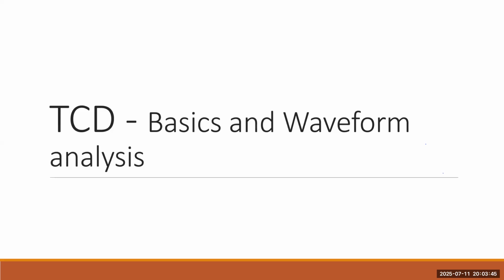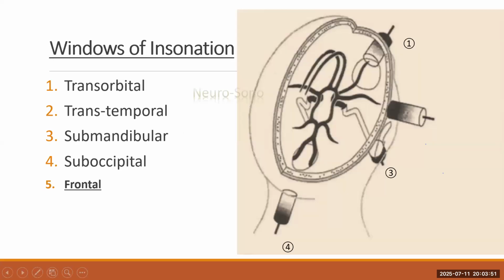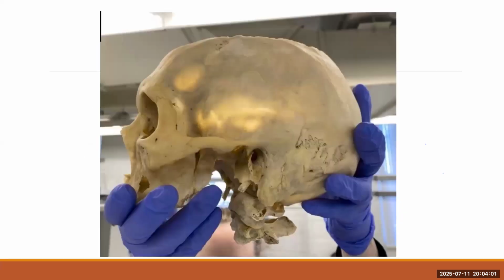To start off with the basics of TCD, there are five windows, essentially four commonly used: transorbital, transtemporal, submandibular, and suboccipital, and very rarely utilized, the frontal window. The most commonly used window is the transtemporal window. If we put the skull across the sunlight, the squamous part of the temporal bone is the thinnest part of the bone, which is taken as an opportunity to insonate the intracranial structures and vessels.